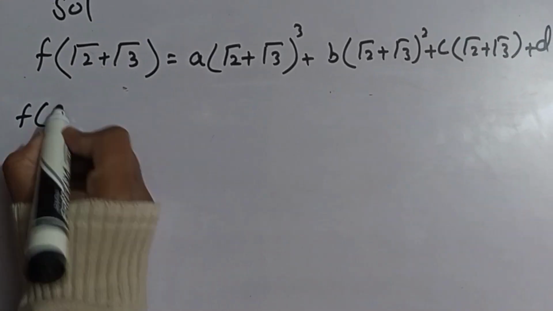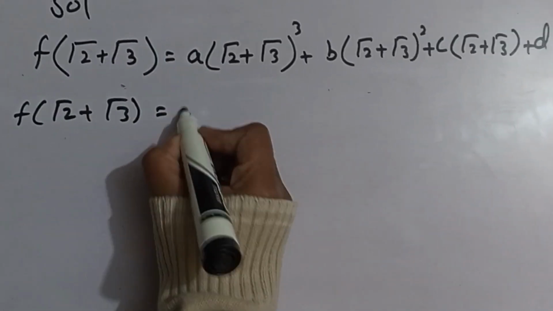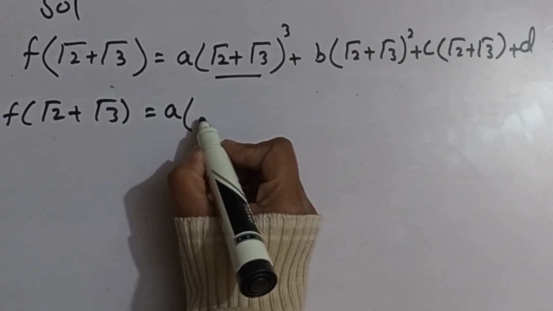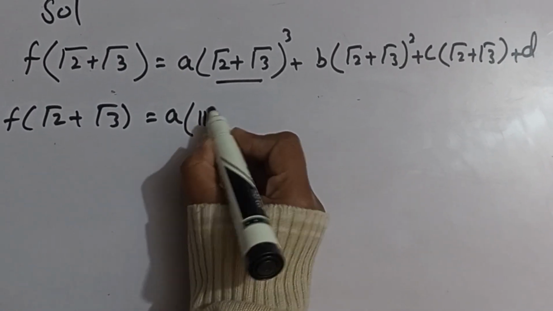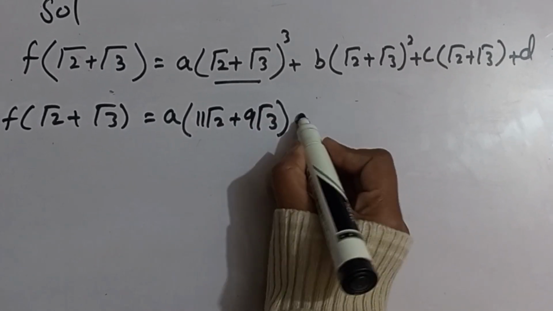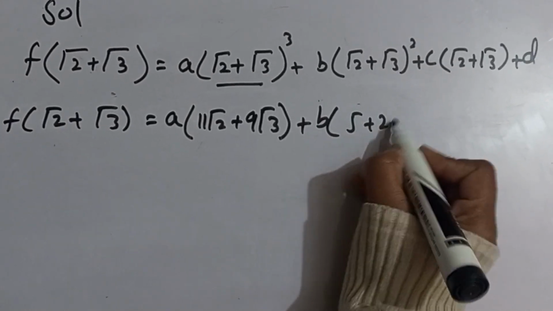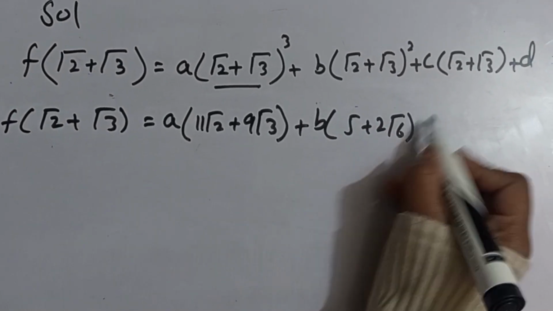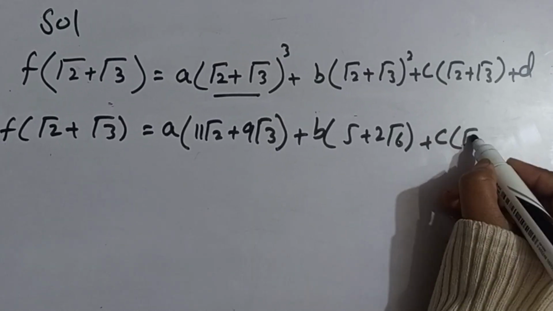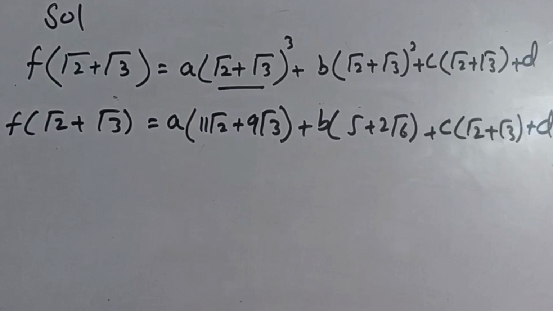So f of square root 2 plus square root 3 is equal to a times 11 times square root 2 plus 9 times square root 3, plus b times this part, which is equal to 5 plus 2 times square root 6. We copy the remaining value, c into square root 2 plus square root 3 plus d.